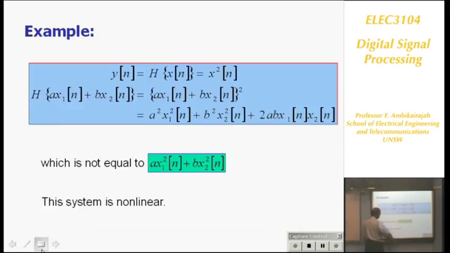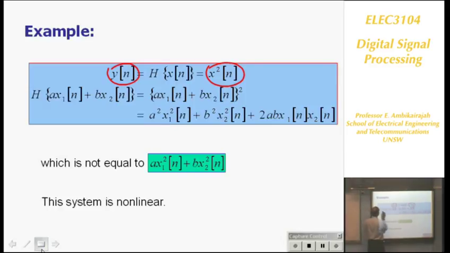Example here: is this a linear system? Okay, let's do the same. y[n] is given as x squared. As soon as it's a square or cube, as you've learned in analog electronics, it's a non-linear system when you square it. So let's prove this.